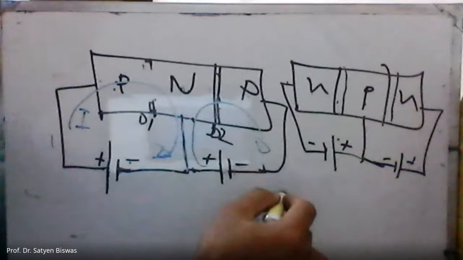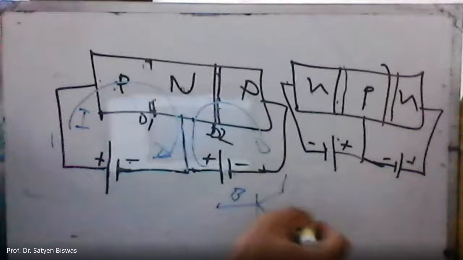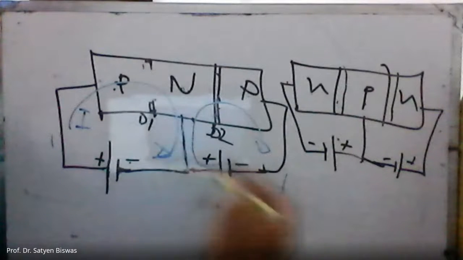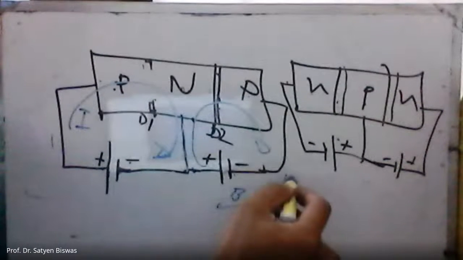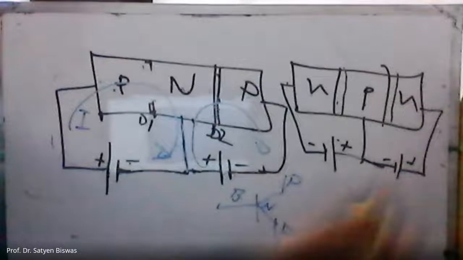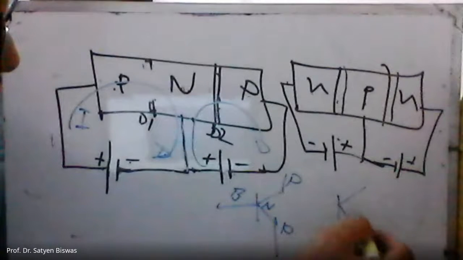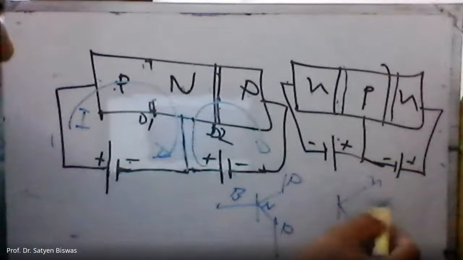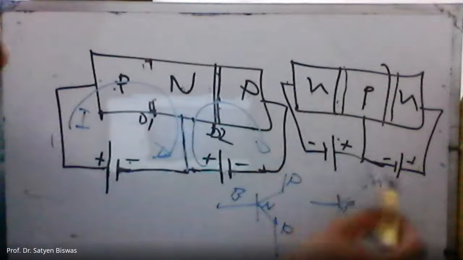This is the base, and what is this one? It is a PNP, so it will be P here, N here, and P here. If you want to draw this one, the first is P, the base is N, and the last is P, this way. So this is the symbol.